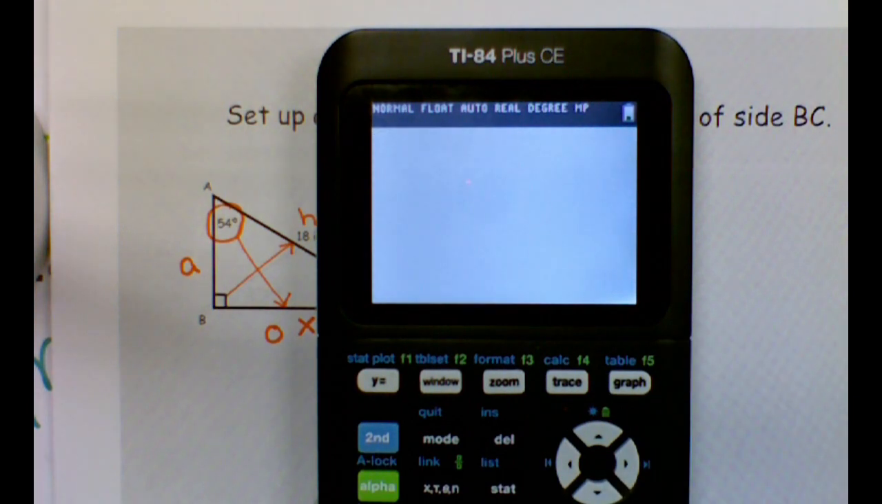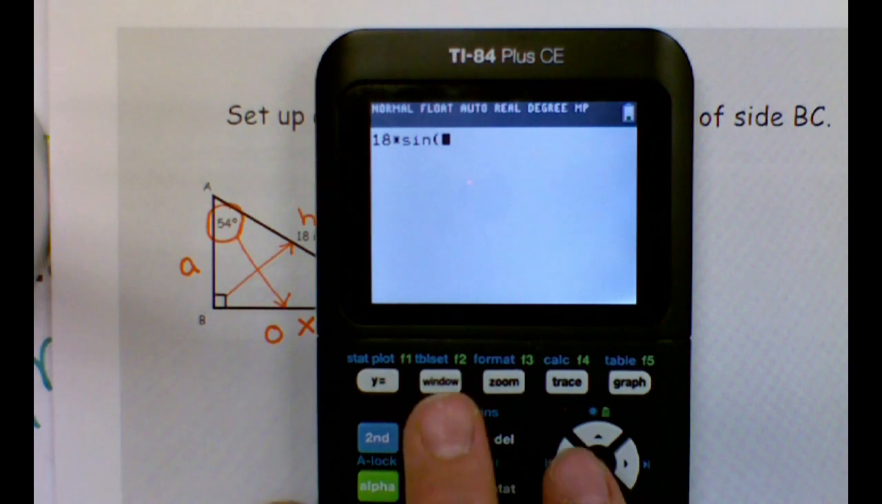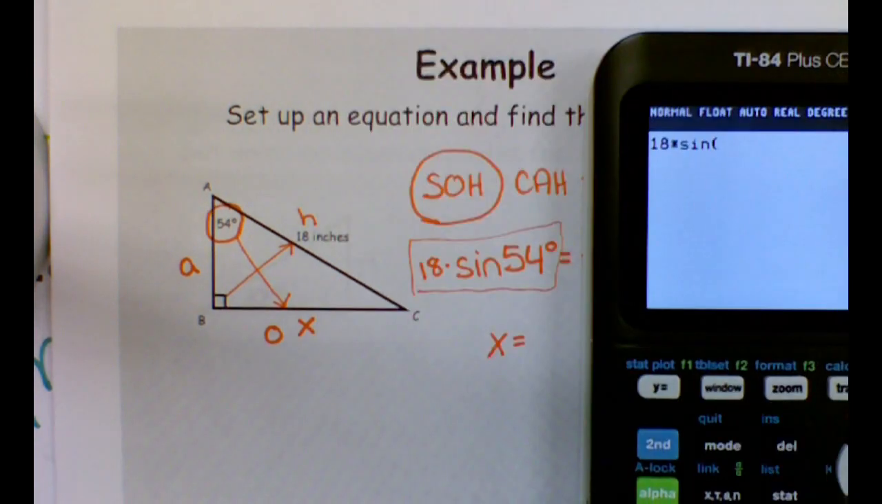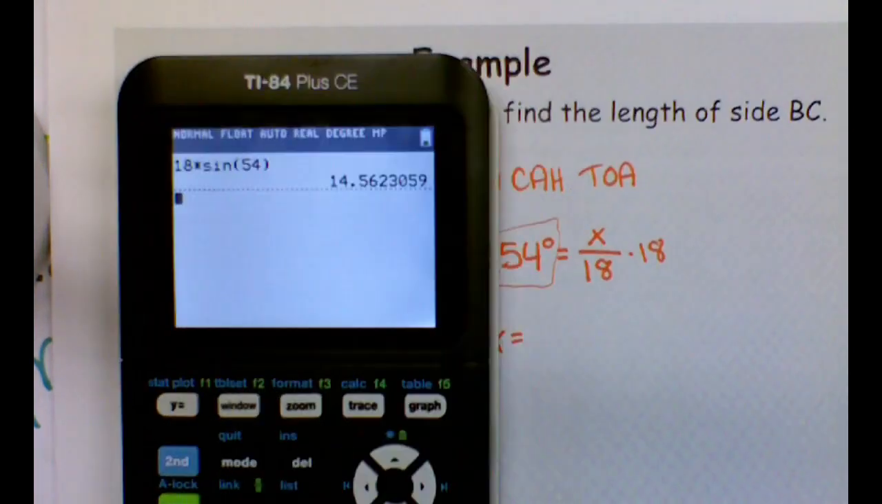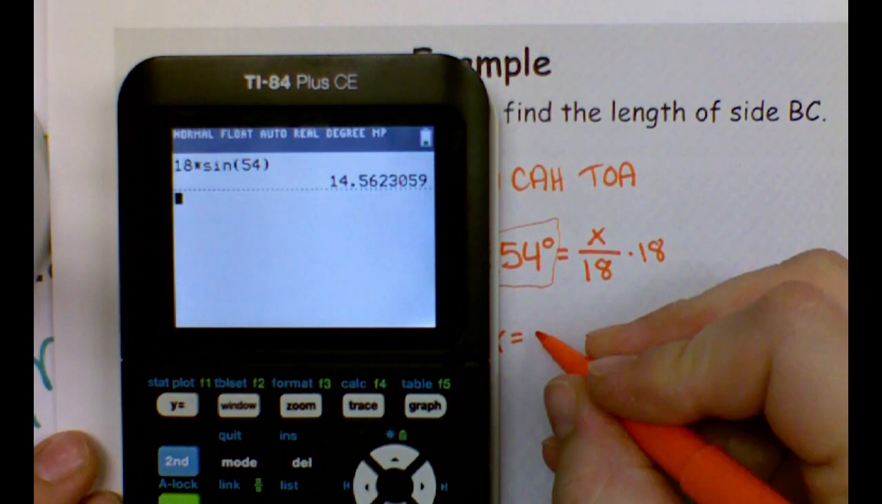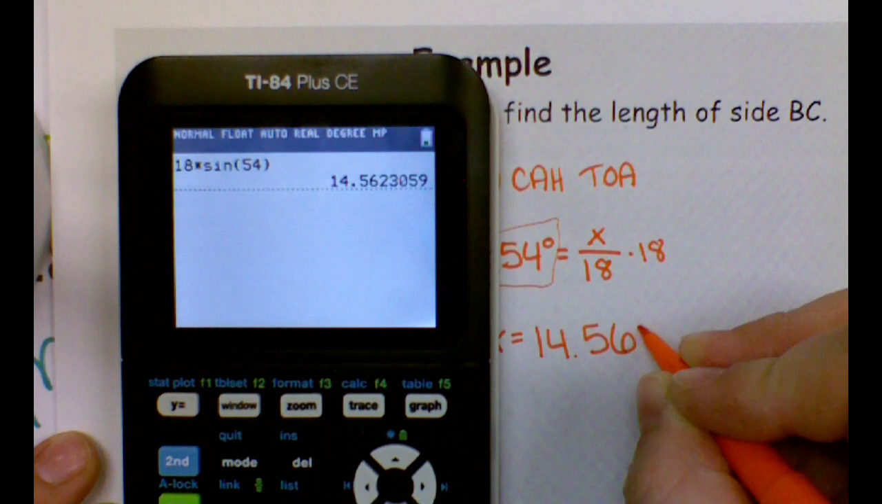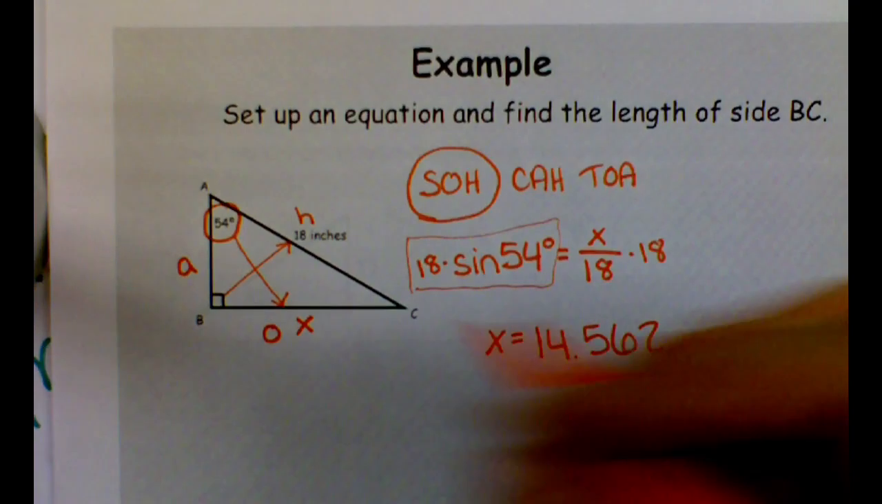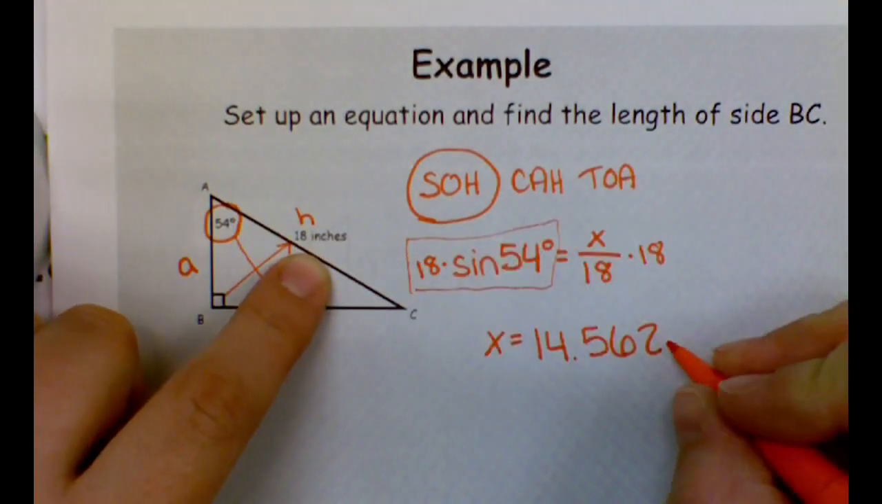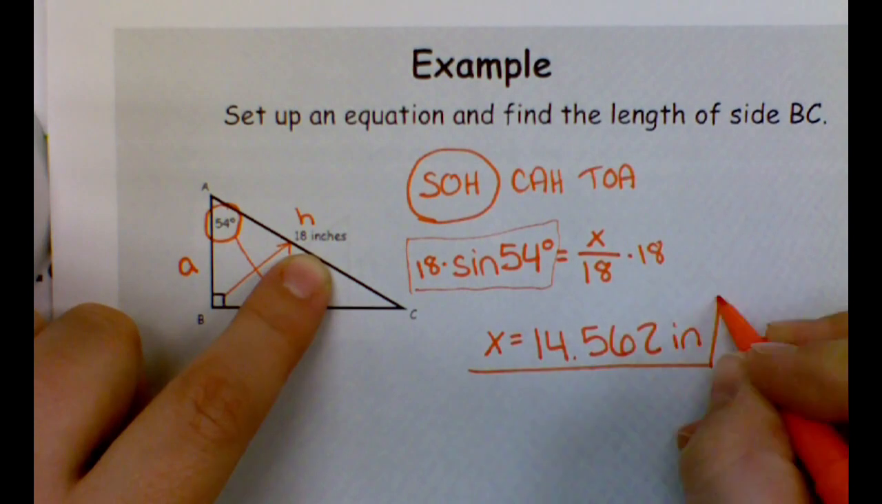All right, now I type in my problem. 18 times, you'll notice you have sine, cosine, and tangent keys. We just press sine. And what was it again? 54 degrees, so 54. Close my parentheses, press equals. You'll notice that it's not a nice round number usually. That's okay. We'll go 3 decimal places, 14.562. And always double check. Our side was labeled inches, so this side should also be in inches.